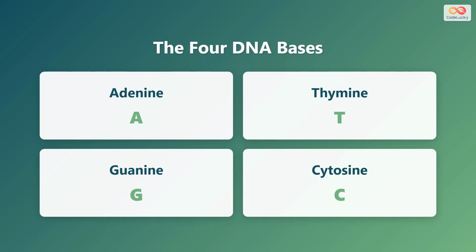DNA contains exactly 4 different nitrogenous bases. These are adenine, represented by the letter A, thymine, represented by the letter T, guanine, represented by the letter G, and cytosine, represented by the letter C. These 4 bases are often abbreviated as A, T, G, and C, and every piece of genetic information in your DNA is written using just these 4 letters. The sequence in which these bases are arranged determines the genetic instructions for building and maintaining an organism.